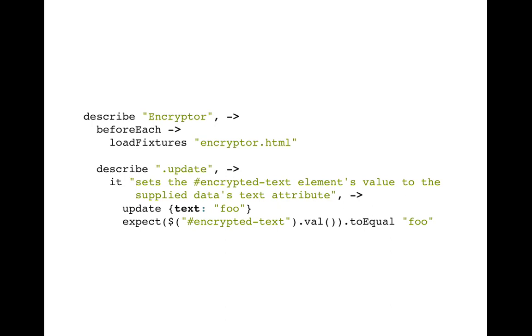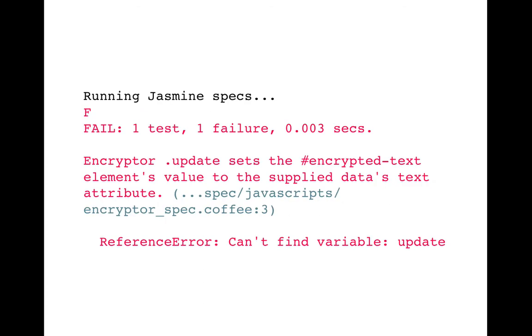Oh, I'm going to talk really quickly. Here's a test for our update function. So we update the field, and then using a normal jQuery selector, we say that the value of that should equal the value in the data that we gave to it. And we run it, and it fails. It says it can't find update, which is the function we're trying to test.